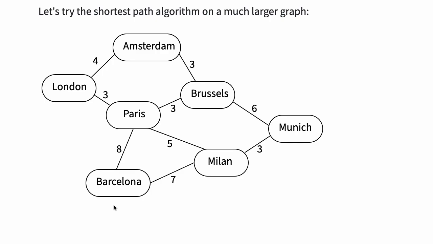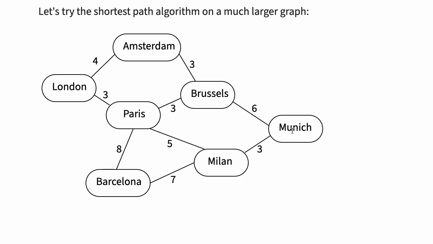The next node is Barcelona. Barcelona's neighbors are Paris and Milan. The distance to Paris via Barcelona is 11 plus 8, which is 19. 19 is greater than 3, so Paris stays unchanged. The distance to Milan via Barcelona is 11 plus 7, which is 18. Milan already exists, so we compare the calculated distance to the existing distance. Well, 18 is greater than 8, so Milan stays unchanged.